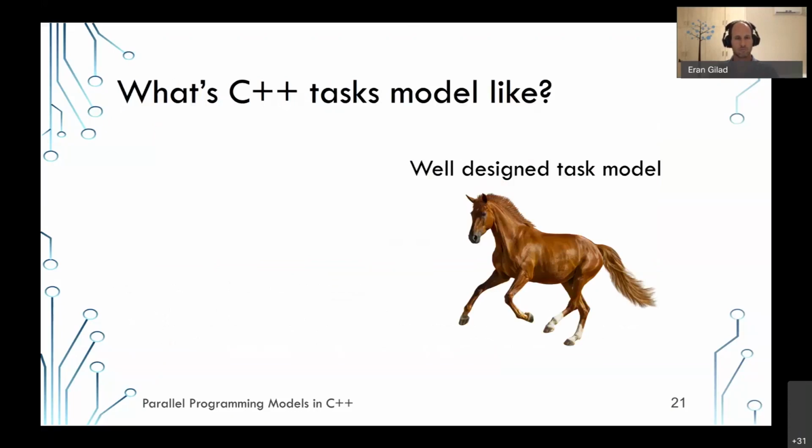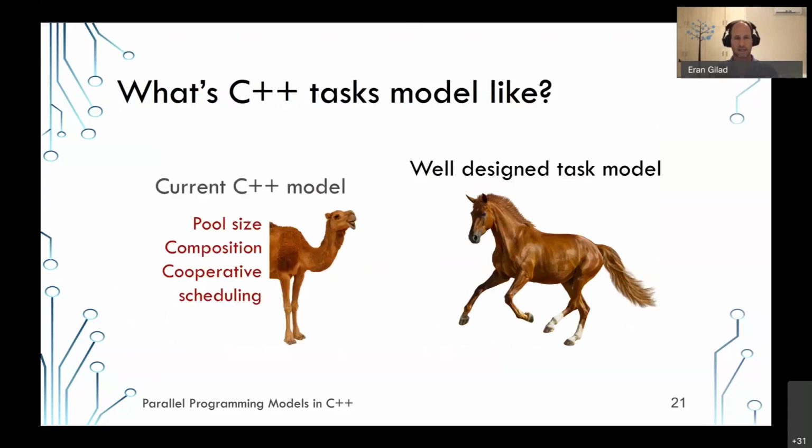So, as said, C++ provides a task-based programming model. If we consider some well-designed task model to be this beautiful horse, then what would the C++ task model look like? I say like half a camel or so. It is missing a lot of things. It misses thread pool size, or more generally, an execution context that the programmer can control. It misses composition of tasks. It misses cooperative scheduling, and so on.